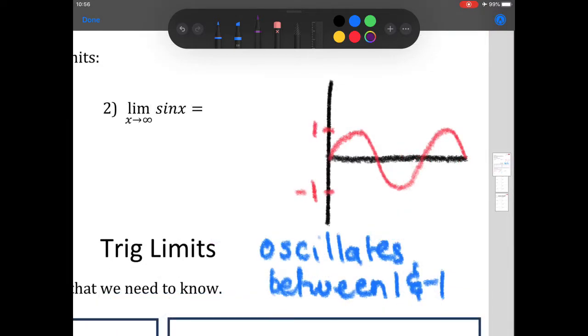Number 2. For this one, limit as x approaches infinity, we cannot use direct substitution when x is approaching infinity. So we need to look at the graph. I already graphed this sine function. It starts at the midline, and we know it oscillates between 1 and -1, right? Our range is from -1 to 1. So here it's saying limit as x approaches positive infinity. So as x is going to the right, what's happening to my y values? They're oscillating between 1 and -1. So our answer is does not exist.